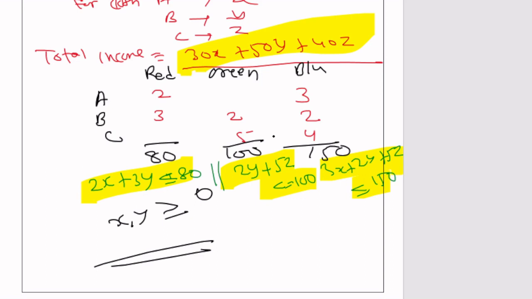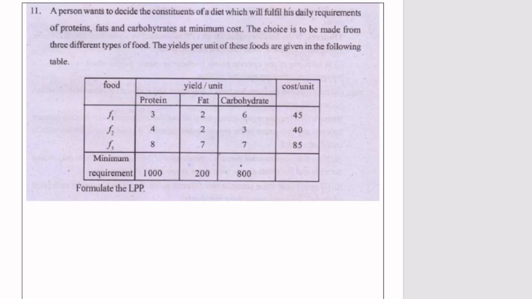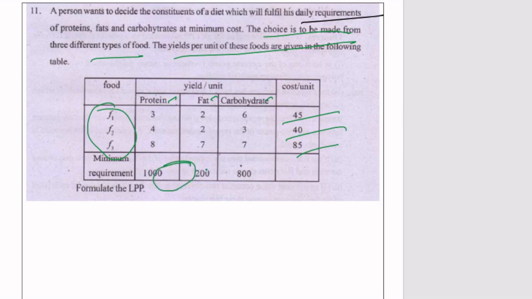Hope you understood. Let's move to the next question, that is an exact replica. The numbers will be different, so you will understand more. In this question, they have already created the table. A person wants to decide the constituents of a diet which will fulfill the daily requirement of protein, fats, and carbohydrate at a minimum cost. The choice is to be made from three different types of food, similar to the previous question, yielding protein, fat, and carbohydrate. Here also the limitation is given already, and the cost and minimum requirement are also given.